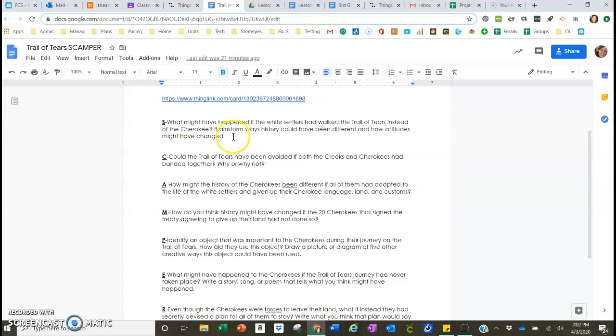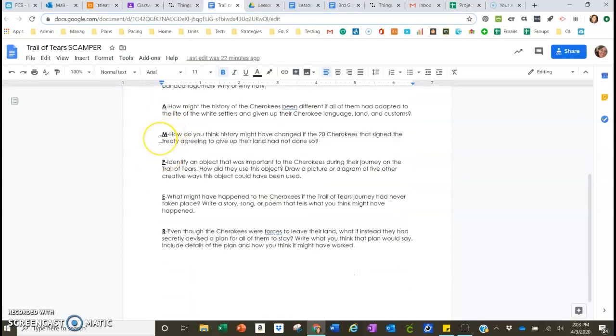So for substitute for S, what might have happened if the white settlers had walked the Trail of Tears instead of the Cherokees? So think about how history might be different and how attitudes might have changed. For C, could the Trail of Tears have been avoided if both the Creeks and the Cherokees banded together? So like stood up against the white settlers as 2 tribes together. Or for A, how might history of the Cherokees have been different if all of them had adapted to the life of the white settlers? So if they had, we talked about assimilating, which is like taking on someone else's culture. So if they had given up their language, land, and customs.